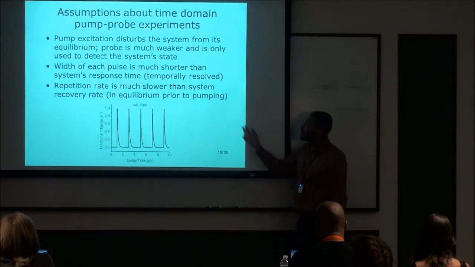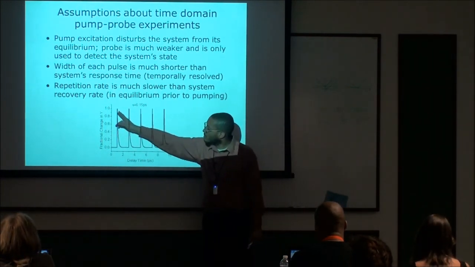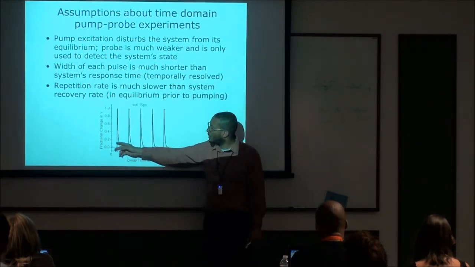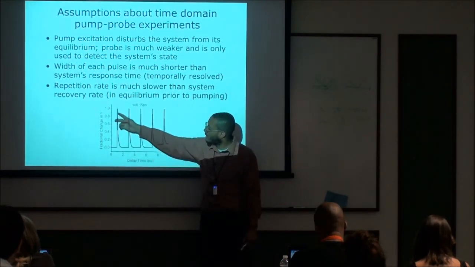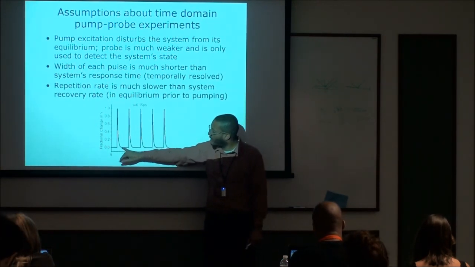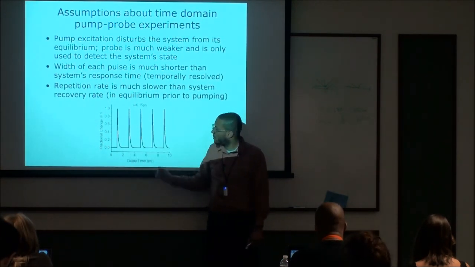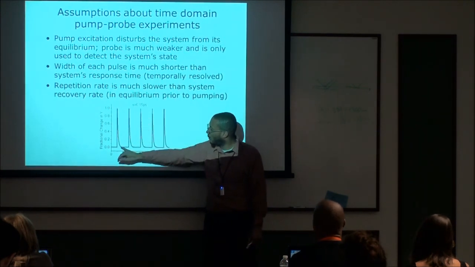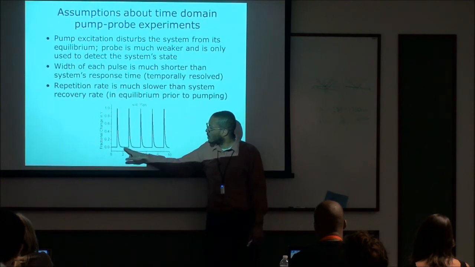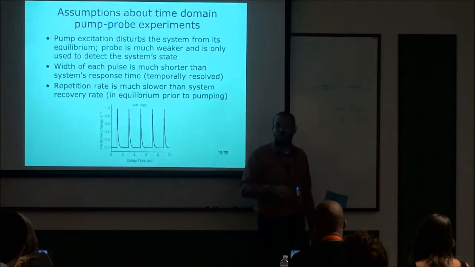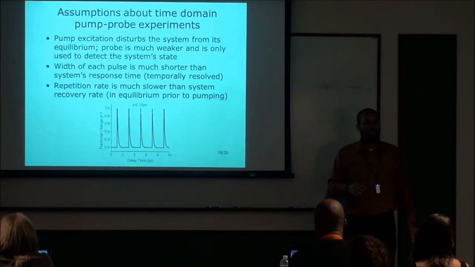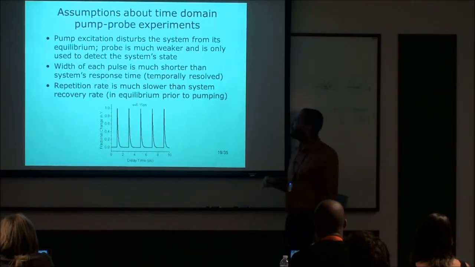So the width of these pulses needs to be very short so that my system is what's known as temporally resolved. And then the third condition is I want the system to go back to equilibrium before I excite it again. So it's shown here, if I excite it and it takes 0.15 picoseconds to recover, then I want to wait maybe several times this, so I'll wait like 1 or 2 picoseconds before I excite it again. So I want it to be back into equilibrium before I excite it again. Does that make sense? Okay.